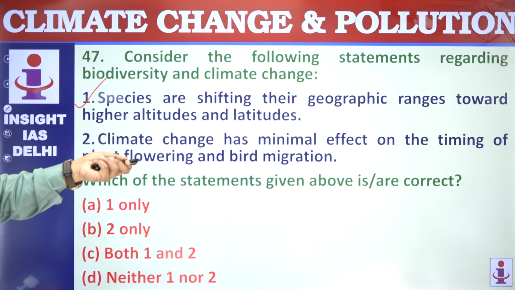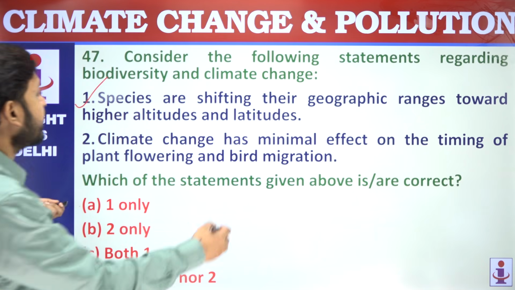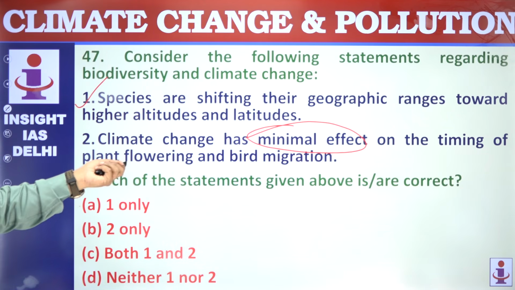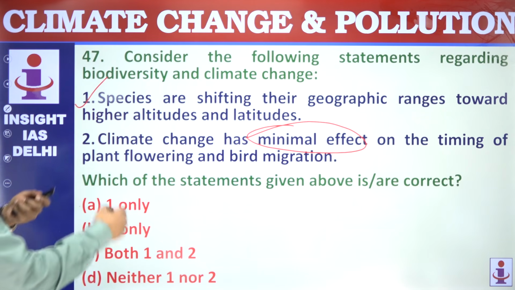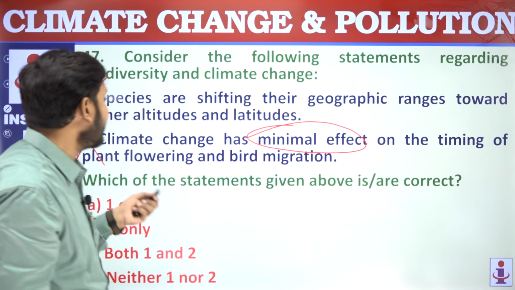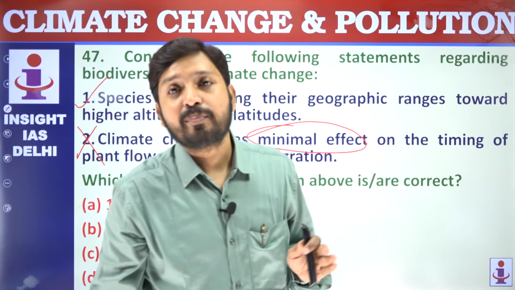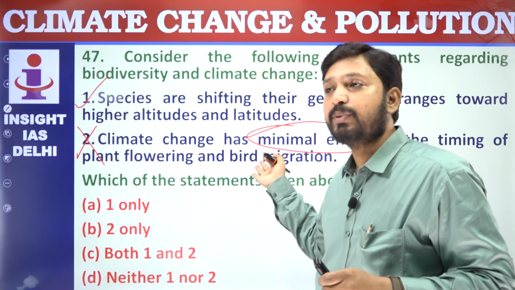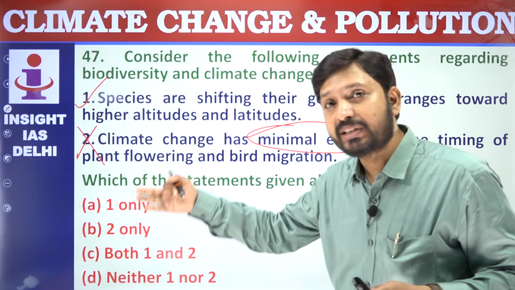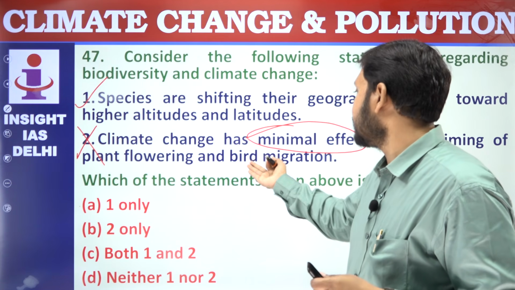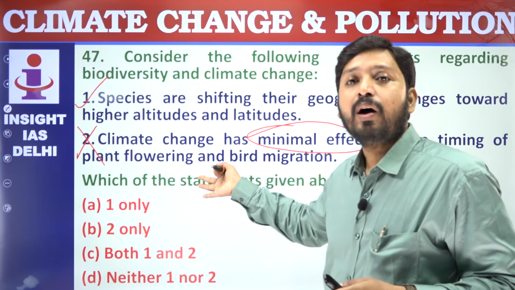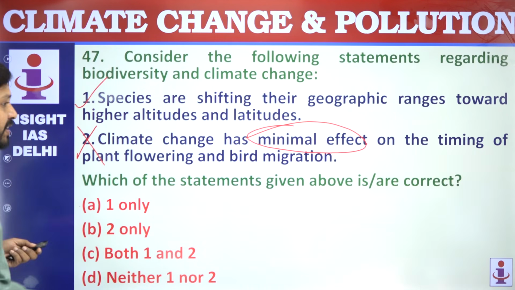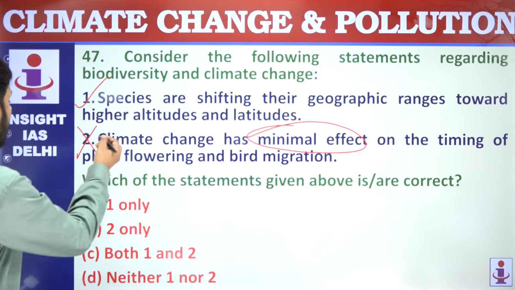Climate change has minimal effect on the timing of plant flowering and bird migration. No, it is not minimal, they are having a huge impact. Some flowers are maturing very early, and birds generally migrate at certain specific times, but because of the global increase in temperature, or climate change, we can say these migrations are occurring on a non-timely basis. So these are having a negative impact. So 1 is right and the second one is wrong, and they are asking for the correct statement, so only 1 is correct.